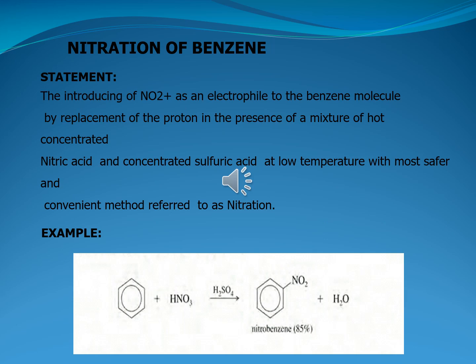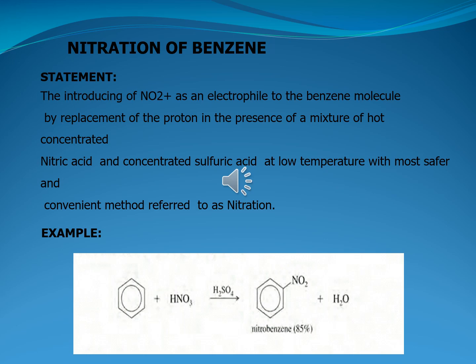Nitration of benzene. Let's see the statement of this reaction. The introduction of the nitronium ion as an electrophile to the benzene molecule by the replacement of the proton, in the presence of a mixture of hot concentrated nitric acid and concentrated sulfuric acid at low temperature, as the safer and more convenient method, is referred to as nitration. As you see in the example, the reaction of a benzene molecule is carried out between nitric acid and sulfuric acid, and you get the final product, that is nitrobenzene.